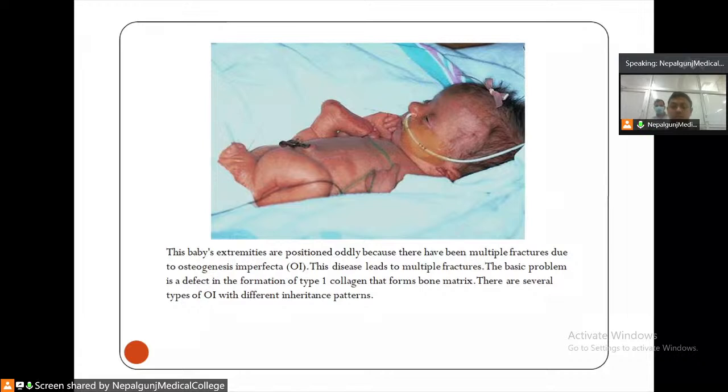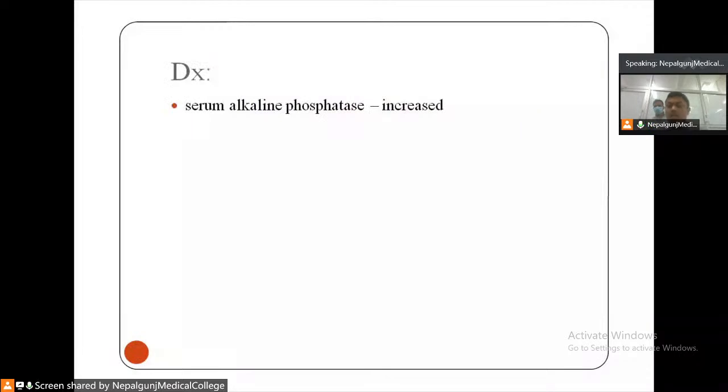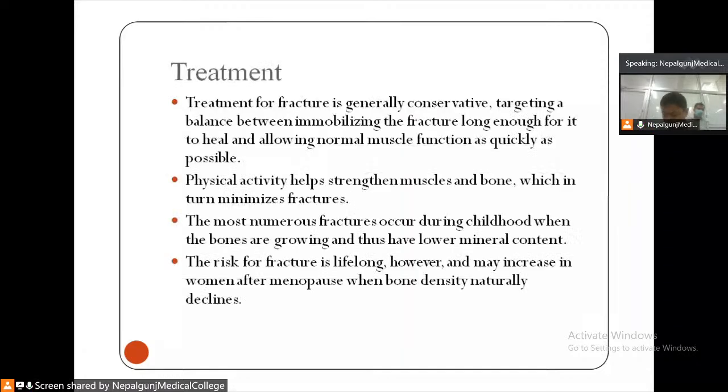So there are several other parts. If you see over here, the child has a fracture over his right lower limb. He can have fractures over the body as well. How you diagnose is you can send blood investigations, you can send serum alkaline phosphatase. You find it's generally increased. Once you have the clinical suspicion and the confirmatory diagnosis from the blood investigations, you can go for the X-ray and then the treatment.